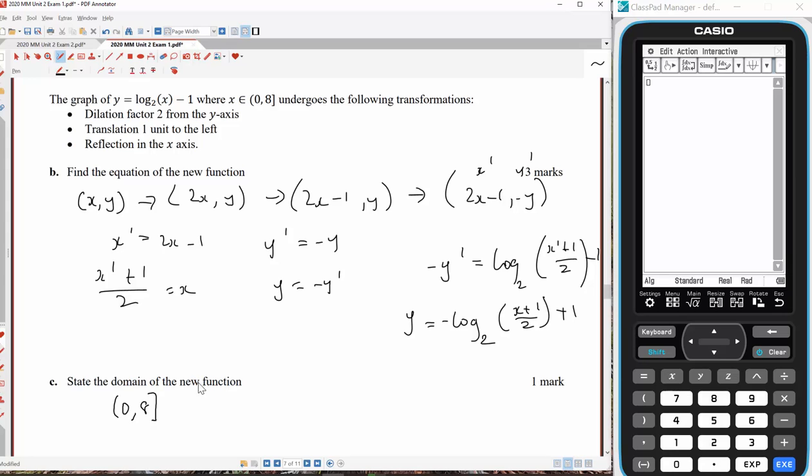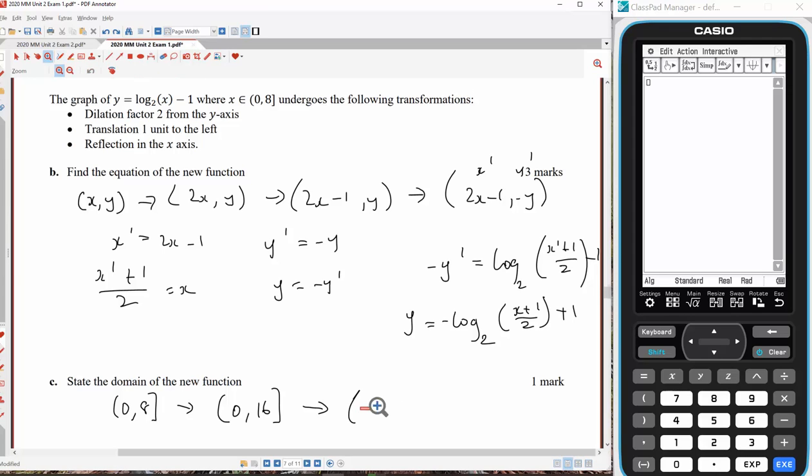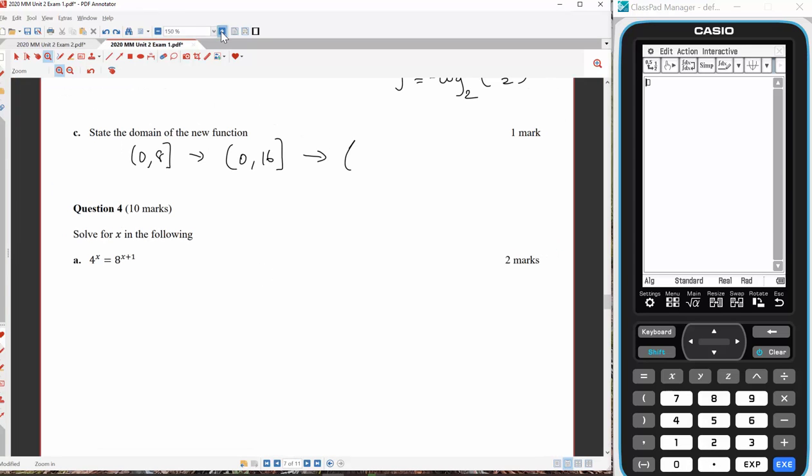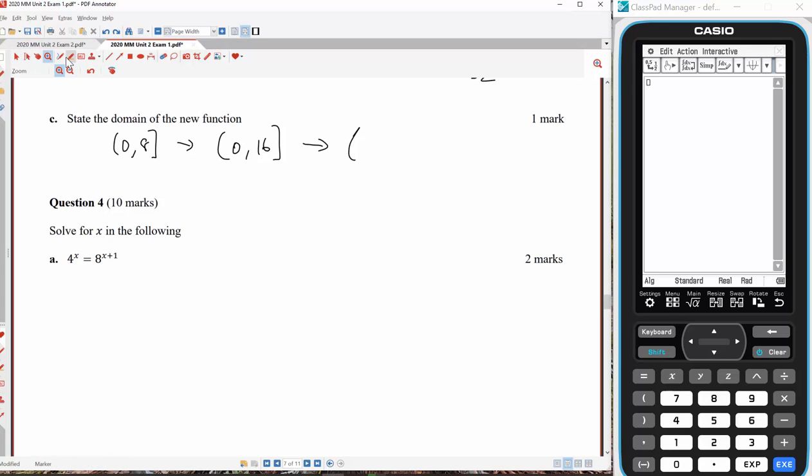Right, state the domain of the new function. So the original domain was 0, 8. When we dilate from the y-axis, it's going to become 0, 16. So to basically stretch it out. Translation 1 to the left. Negative 1, 15.